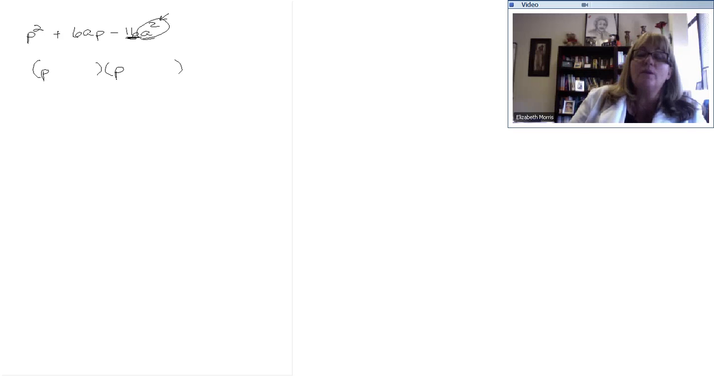We could have something that looks like this. p squared plus 6ap minus 16a squared. Well, there's nothing I can take out. And to get p squared, I know I have to have a p and p. Now, looking at the last thing, we're going to look at the number, but it has an a squared with it. So can you see that we would need an a and an a? Now we just have to deal with the numbers. 16 is 1 times 16, 2 times 8, or 4 times 4. Which set subtracts to give you 6?